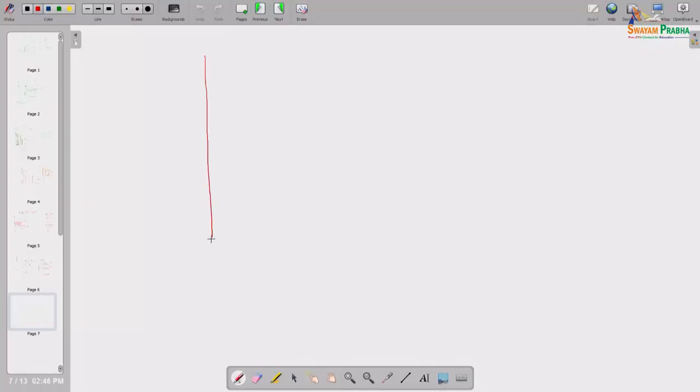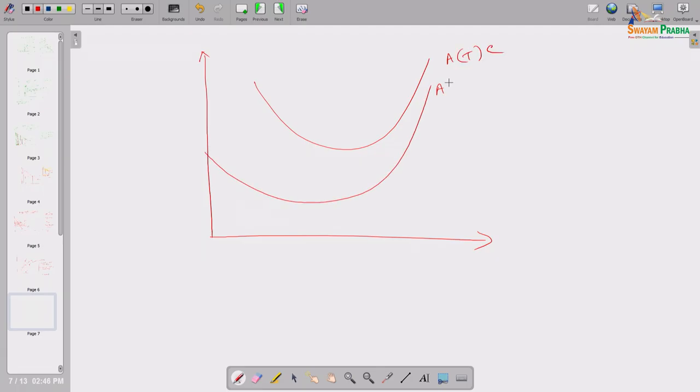Now for one particular producer, what will be his equilibrium? It is clear that under the ceteris paribus condition, we assume the cost structure is the same. So suppose this is the average total cost. Suppose we are discussing the short run case. So this is the average variable cost and this is the marginal cost. This should not touch here. Okay.